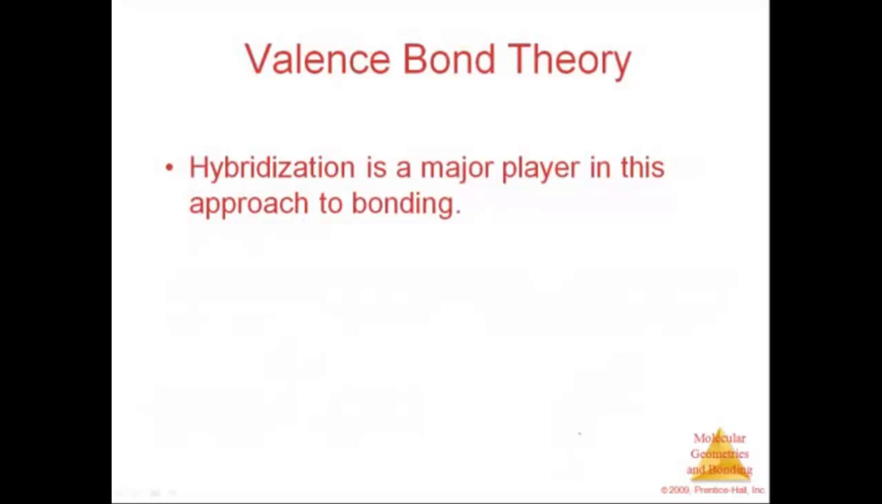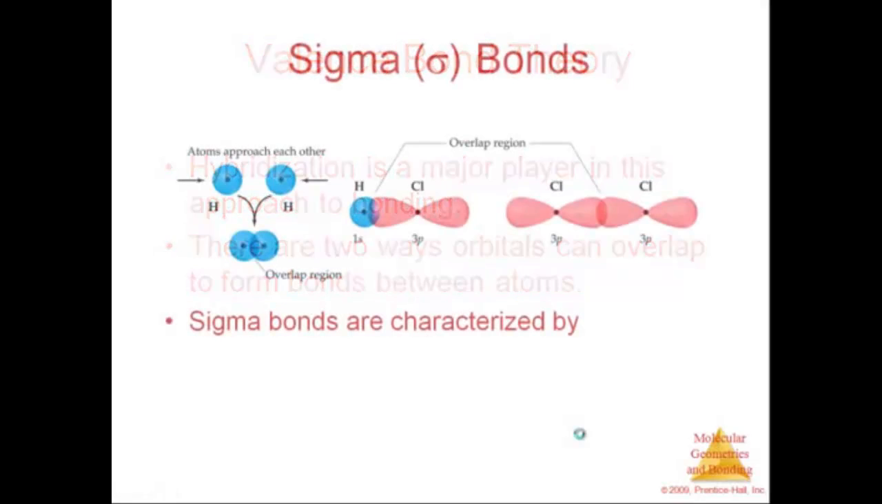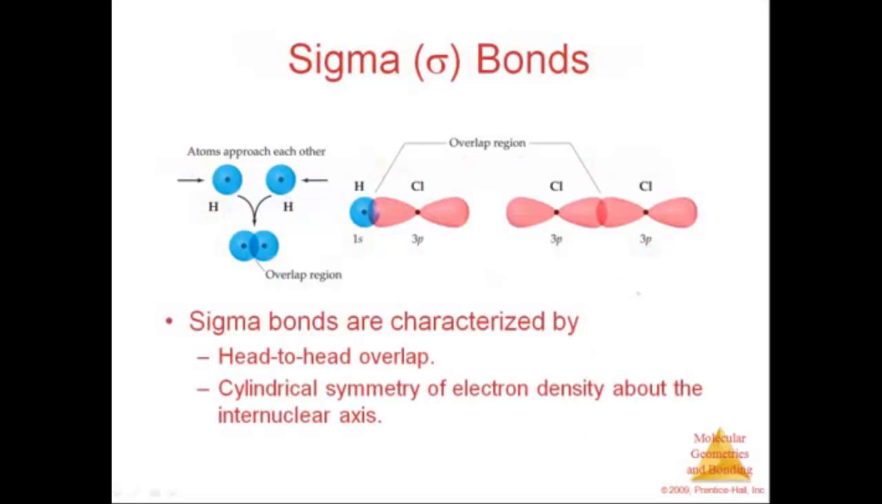Okay. So we're going to talk now about a different theory that's somewhat supportive, somewhat a little bit different than VSEPR and what we're talking about with hybridization. This is called valence bond theory. And what it says is there are two different ways that bonds can overlap to form bonds between the atoms. And those two types of bonds are called sigma and pi bonds.